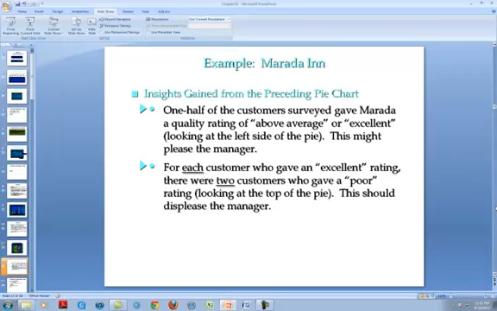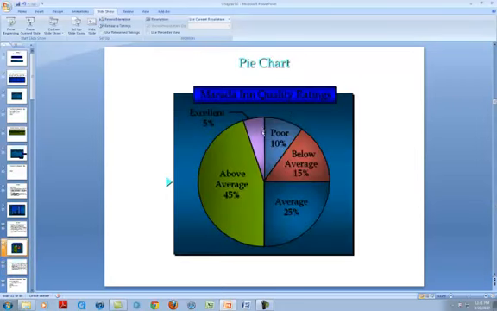For each customer who gave an excellent rating, there were 2 customers who gave a poor rating. How do we see that? 5% said excellent, and 10% said poor. 10% is twice 5%.